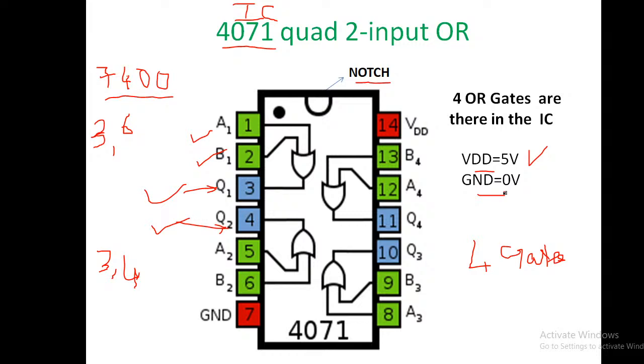But we are not telling it VCC, we are telling it VDD. Why? Because this is a CMOS based IC. The 4000 series IC, I will ask this in Viva, the 4000 series ICs are basically CMOS based ICs, whereas the 7000 series ICs are basically TTL based ICs. TTL is transistor-transistor logic, and CMOS is complementary metal oxide semiconductor. So there are two types of technologies.